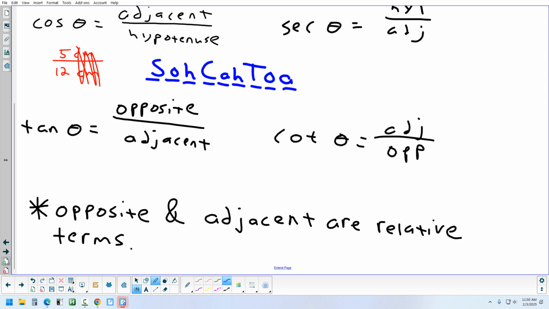Compared to hypotenuse, it's always across from the 90. That would be like no matter which way you face in this room, which way is up. Up is the same. Left and right can change, but up does not. Okay? So that's what I mean by relative terms. Any questions on that? Okay.